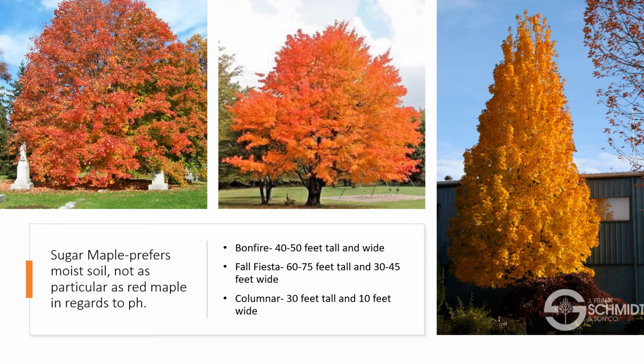These do prefer a moist soil as well. It's not as particular as the red maple in regards to pH, so it doesn't necessarily have to have an acidic pH. Slightly acidic, which is what our natural pH usually is, is fine for this tree, but it doesn't want a little lower pH like the red maples would. There on the top left is Bonfire. It grows about 40 to 50 feet tall and wide, which is a nice big tree, or no, I wouldn't say a huge tree, but a nice sized tree.